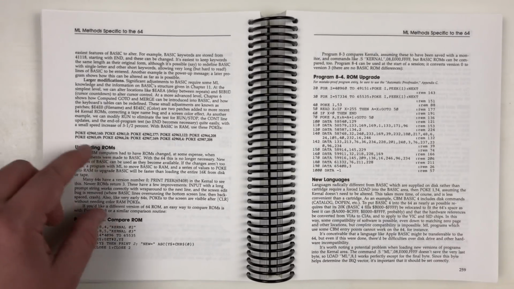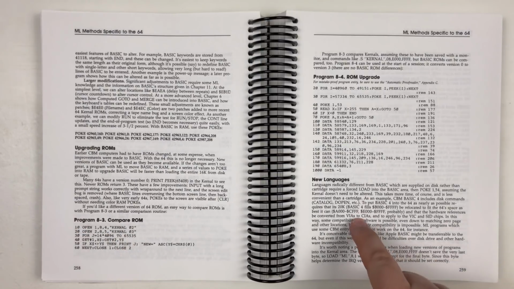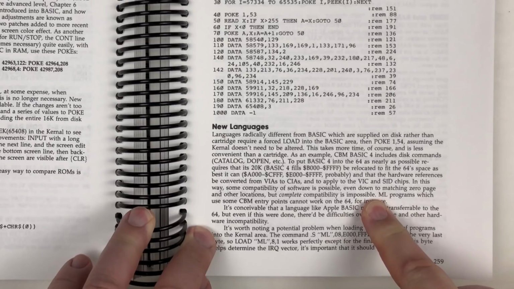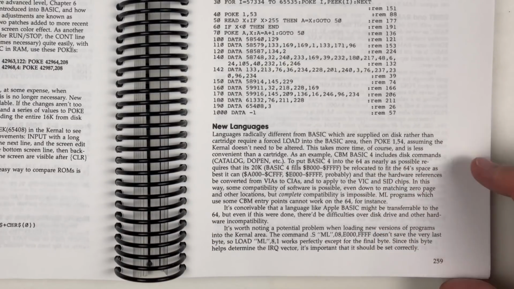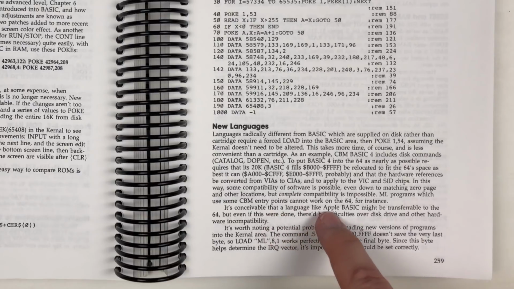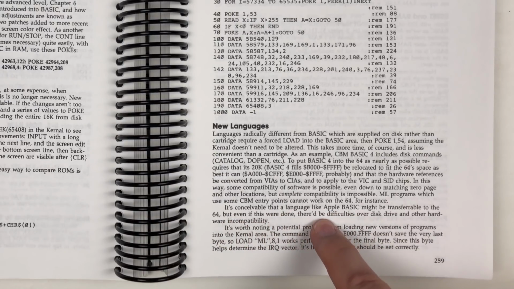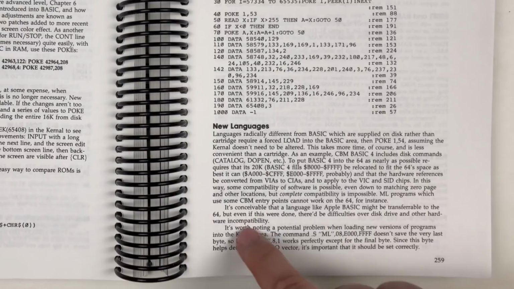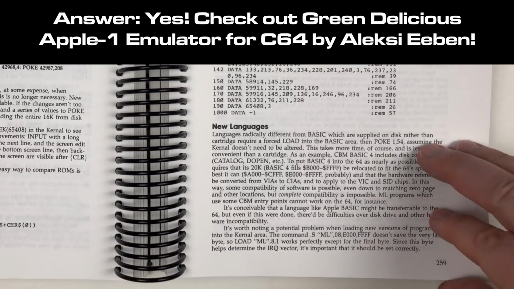Upgrading ROMs, well, I did that whole episode. Kernal 2, Kernal 3. New languages. Putting BASIC 4 on the Commodore 64. I don't know if I ever read this part before. It's conceivable that a language like Apple BASIC might be transferable to the 64, but even if this were done, there'd be difficulties over disk drive and other hardware incompatibility. Has anybody ever made Apple BASIC run on the C64?